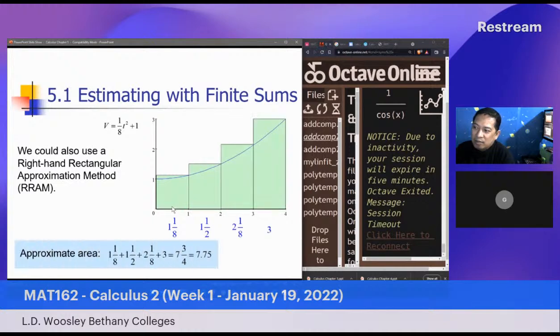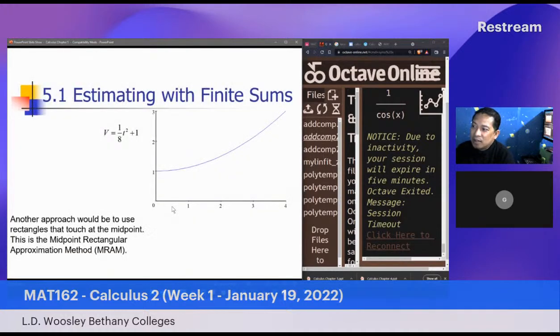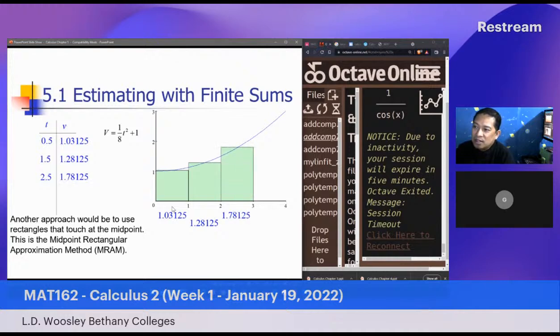So, therefore, the approximate area is 7.75. Now, of course, we could have the mid-rectangular approximation method. Ito naman, yung gitna talaga. Medyo tedious to, yung gitna. So, very tedious yan. So, kung ano yung madatnan ng gitna ng triangle, yun ang susukatin niya.